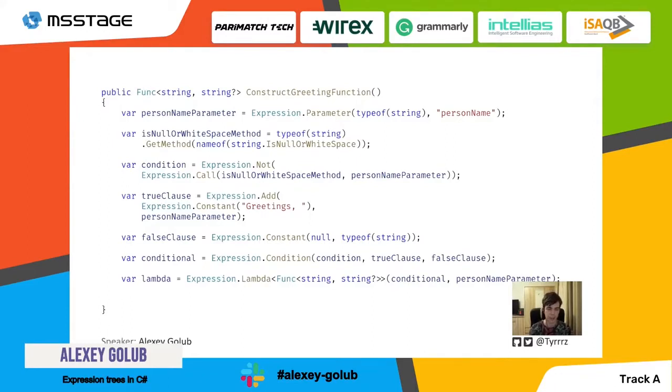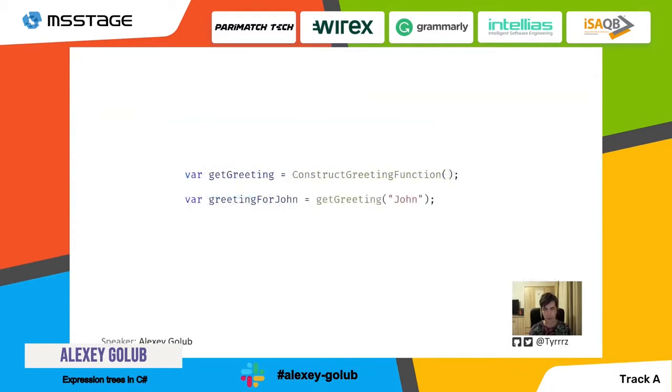Now once that's done, we can also take that lambda and compile it into runtime instructions. And to do that, we can just use the Compile method, and that returns the delegate of the type that we specified in the generic arguments. So now we can use this ConstructGreetingFunction method to return us the GetGreeting delegate, and we could try to run it, for example, on John, and we would expect that it would return greetings John, as John is not a null or white space string.